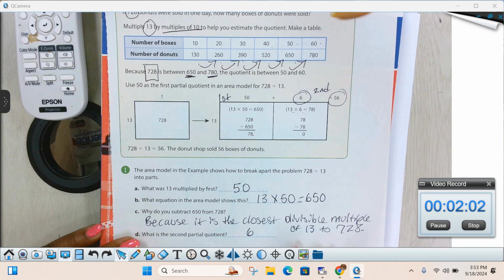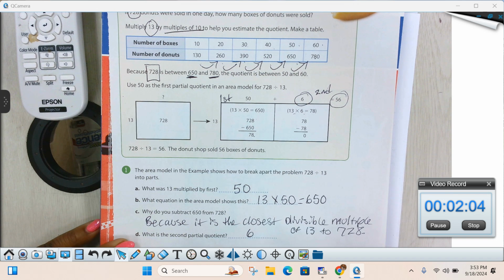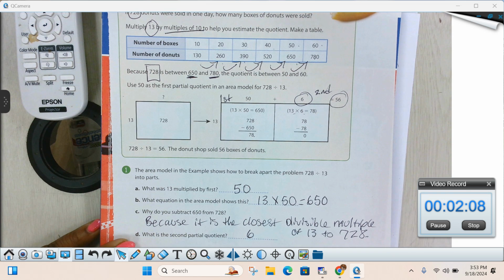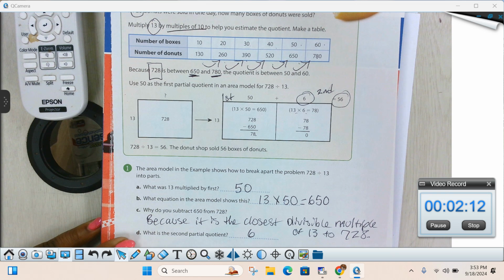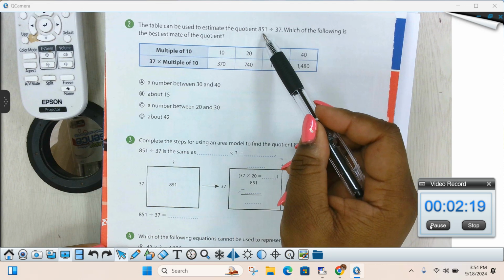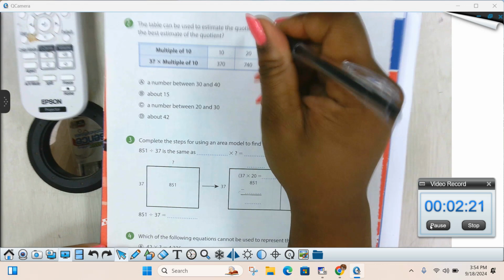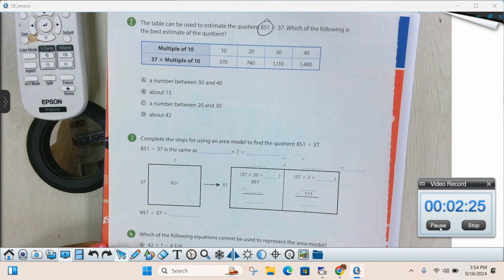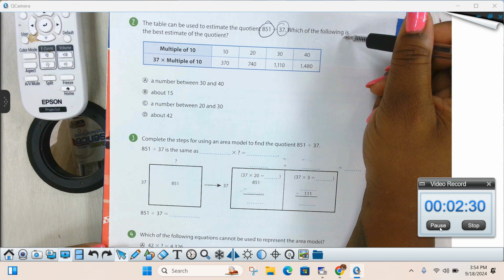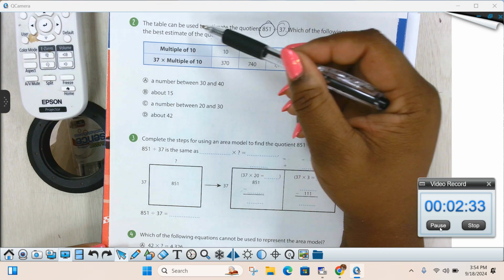Voila! It only took us 2 minutes to figure that out. We didn't even have to solve the problem. Everything was done for us in our example, and just making sure we understand what we needed to do. The table can be used to estimate the quotient. We're going to be skip counting by 37, which is the following is the best estimate of the quotient.